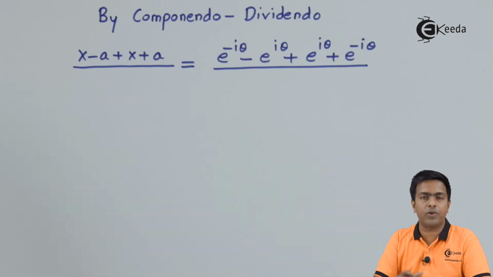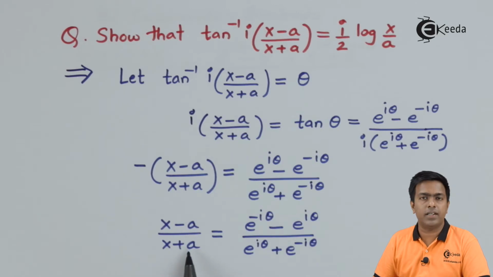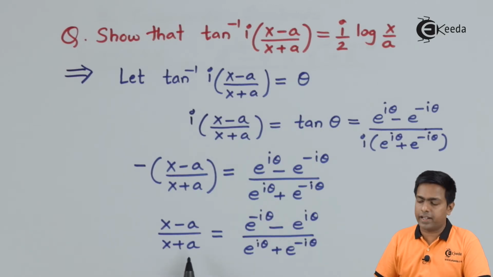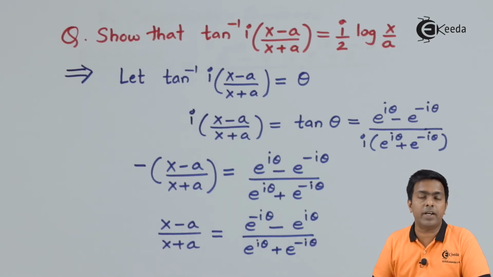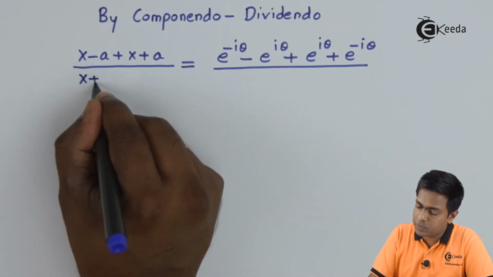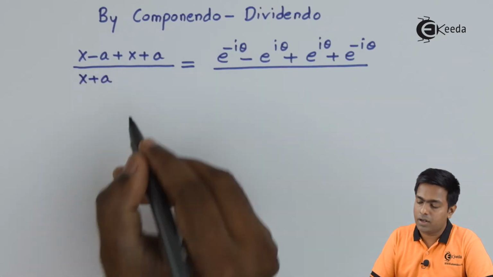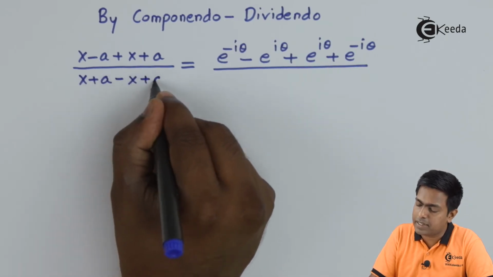So in the denominator we have to do dividendo. So what we'll do, here we already have x plus a. Now if I take this term here and if I subtract that term from the denominator, then x will be eliminated and we'll get a. So here I'll say x plus a, which is denominator, minus the numerator, so that will become negative x and plus a.